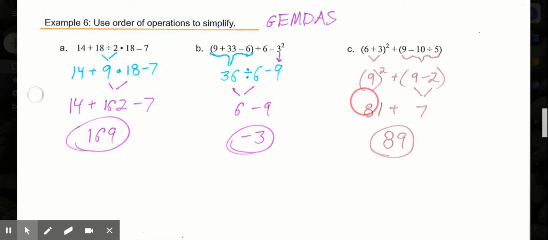Then 9 squared is 81. 9 minus 2 gives me 7. So now that I'm done with all the math inside the grouping symbols, they disappear. And then we're left with 81 plus 7, which is 89.